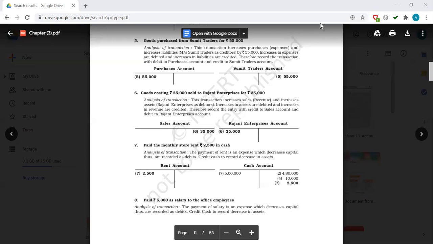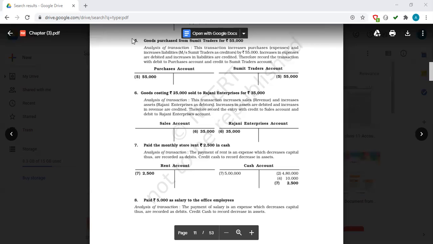See, on the debit side, the purchase account is there, 55,000 on the debit side. On credit, Sumit Traders account, because he is a creditor, it goes to the credit side. Is it clear? So when an asset increases, it is written on the debit side. When a liability increases, it is written on the credit side. Remember the rules that we had seen in the previous period.